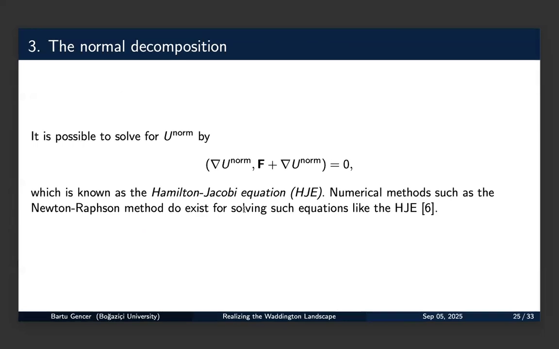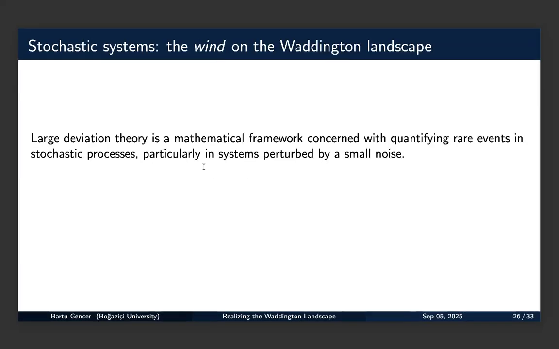And also we can solve for u-norm by solving the Hamilton-Jacobi equation. This is known as the Hamilton-Jacobi equation, and again, numerical methods exist, so we are not really concerned with that. Okay, so I'm going to introduce another approach, which is large deviation theory.